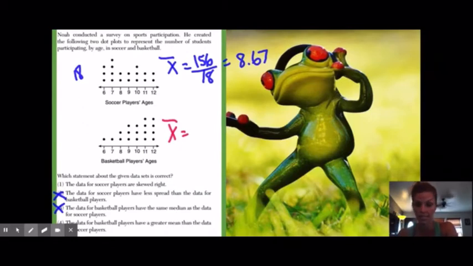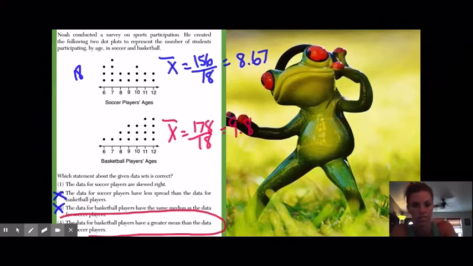Again, there's going to be 18 people, so I got 178 divided by 18. What do you think is going to happen? It's going to be a greater age. So the average age for basketball is 9.8. So number 4 said the data for basketball players has a greater mean than for soccer players. There is your correct answer. So choice 4 is your correct answer.